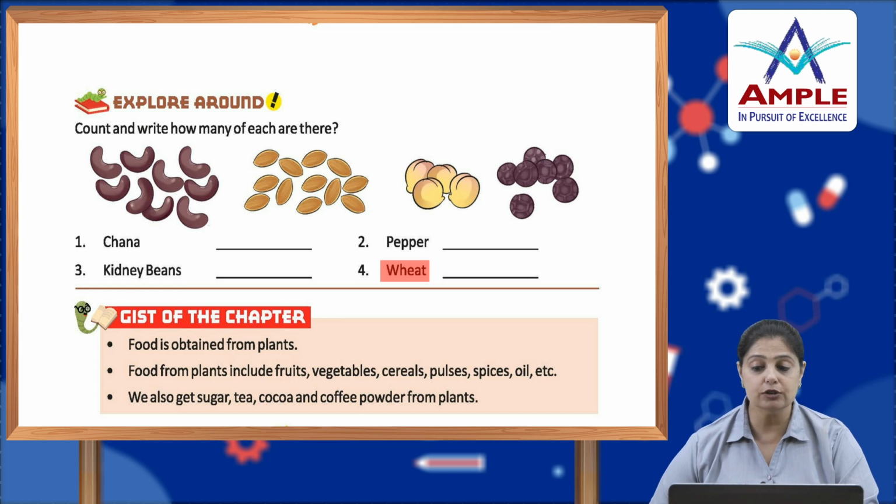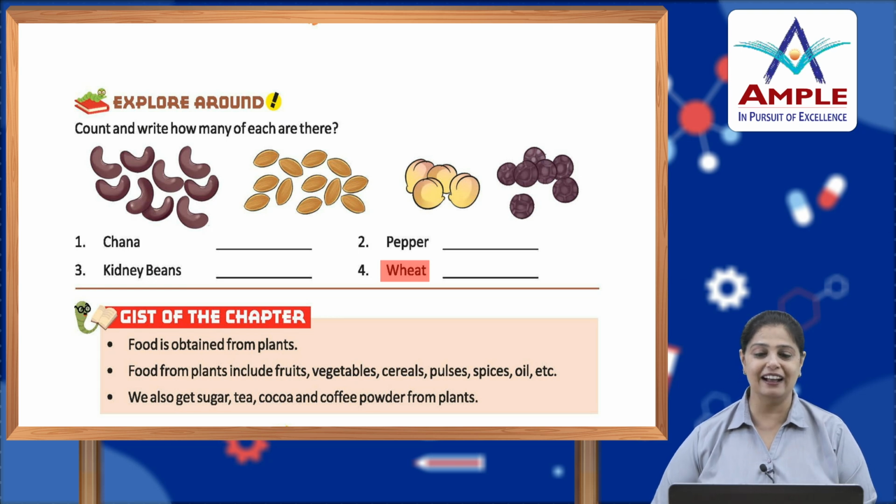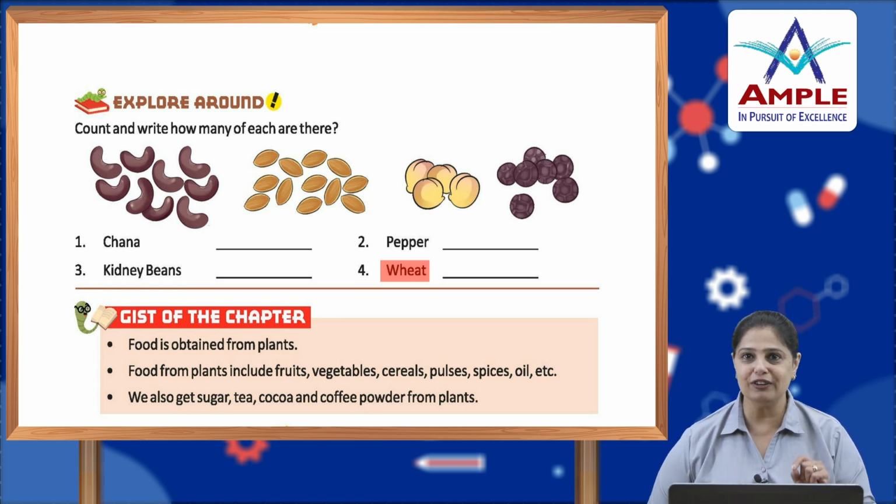Then pepper balls. How many are there? 2, 4, 6, 7. Then you have the kidney beans. How many of them are there? 2, 4, 6, 8, 9. And wheat, you have 2, 4, 6, 8, 10, 12. So, children, count them again. What if I am wrong? Now count them and write it on your own.